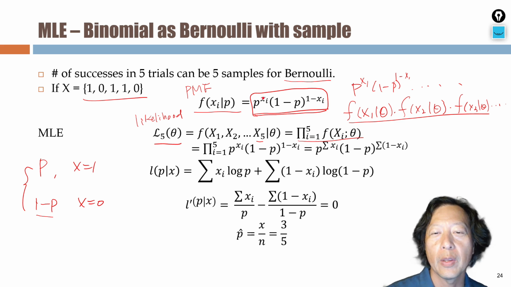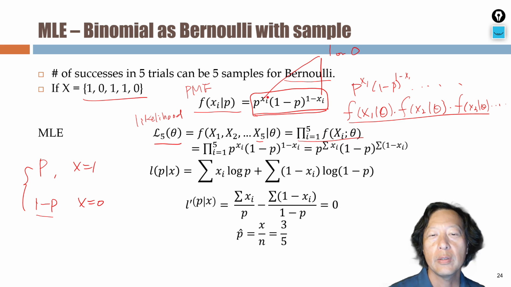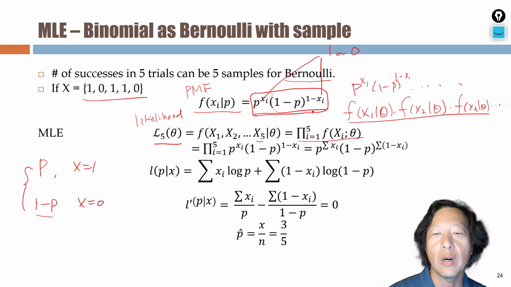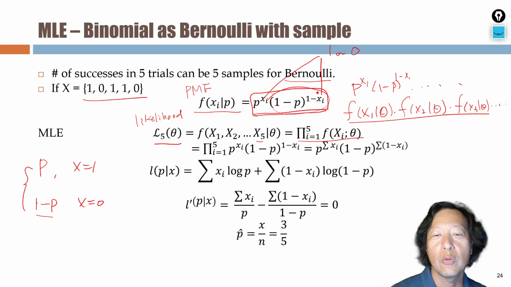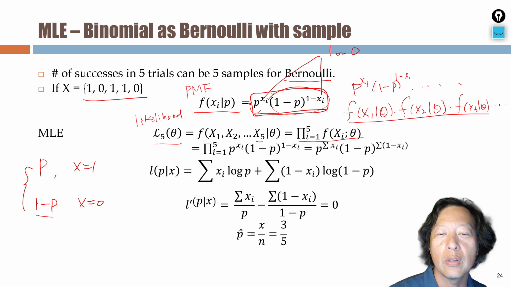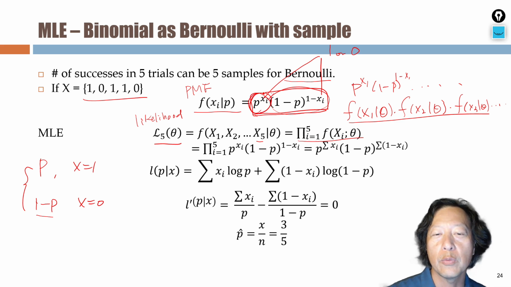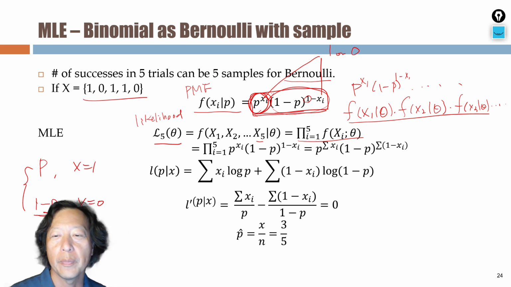However, how can I get these as one expression? Because xi can be only 1 or 0. If xi is 1, the later part will be gone, because 1 minus xi will be 0, so the power to 0 leads to 1, and it disappears. Only this part is left over, and since xi is 1, it becomes p. And when xi is 0, this one becomes 1, and the power is 1, so you have only 1 minus p.